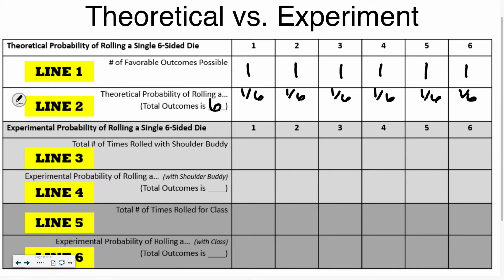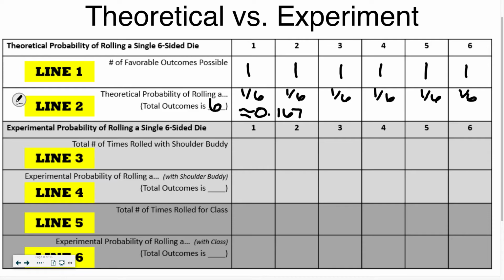In probability, when all the outcomes in a sample space have the same probability of occurring, we call that uniform. And I'm going to quickly change this. This is about 0.167 for all of them.